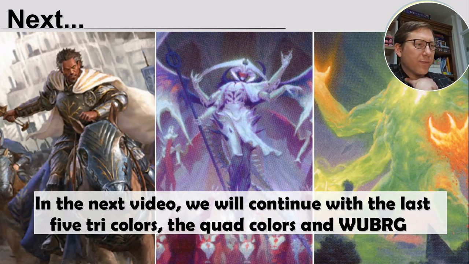Next up, we will continue with the last of the tricolors. We just did that. The quad colors and Wooburg. Again, the quad colors, the 4 color combinations, and Wooburg, right? There are 5 4-color combinations, and then there's just all 5, right? All 5 are called Wooburg.